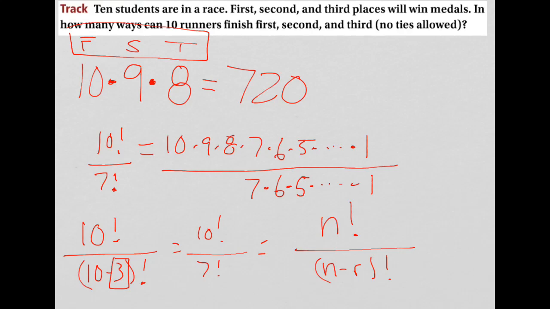I kind of paused there. I'm not sure if that sentence makes sense. But n is the total number of items we're looking at, and r is the number of different ways we're looking to arrange those items.